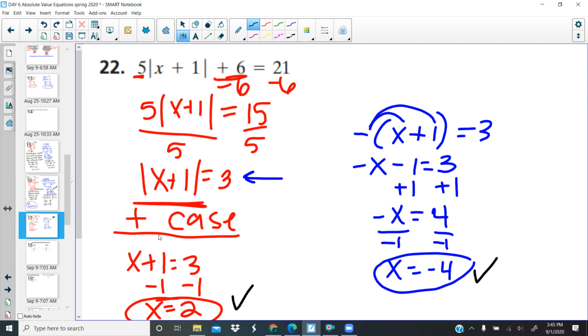So that's pretty much it for solving absolute value equations. So you guys can go ahead and get started on your worksheet for it.